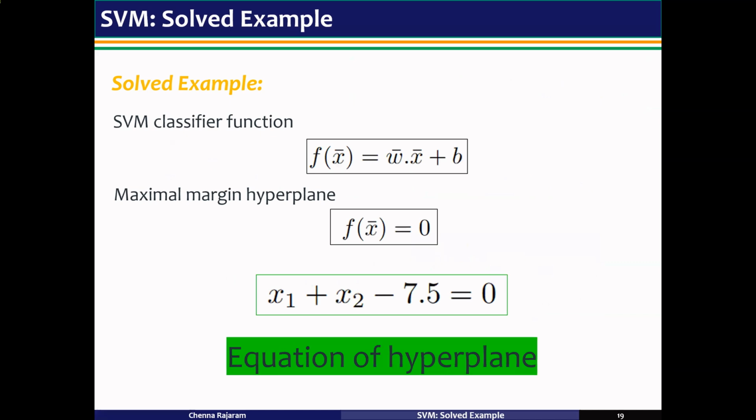The SVM classifier function f of x is equal to W bar into x bar plus b. For the maximal hyperplane, f of x is equal to 0. That means W bar into x bar plus b is equal to 0. So after substituting W bar and b, we arrive at the equation x1 plus x2 minus 7.5 is equal to 0. So this is the equation of the hyperplane.